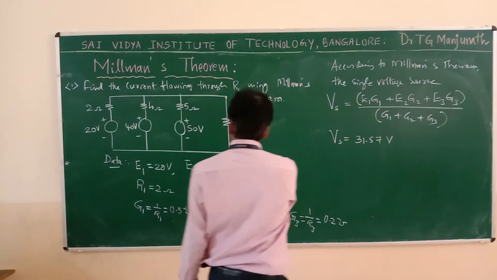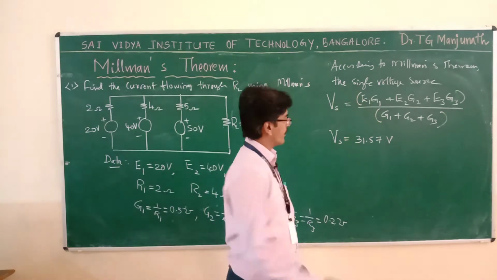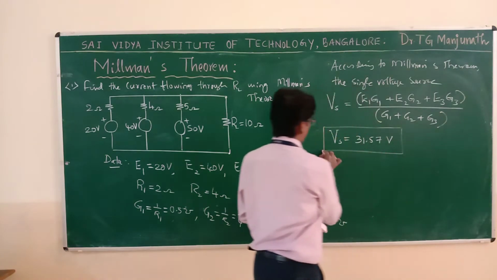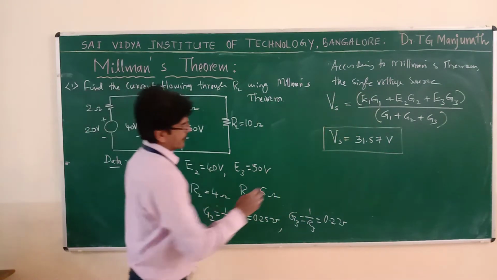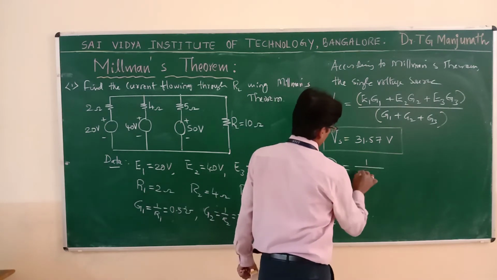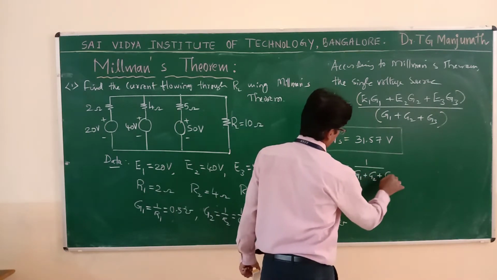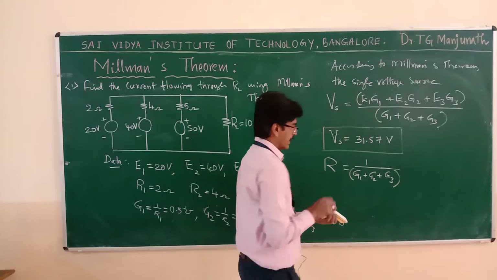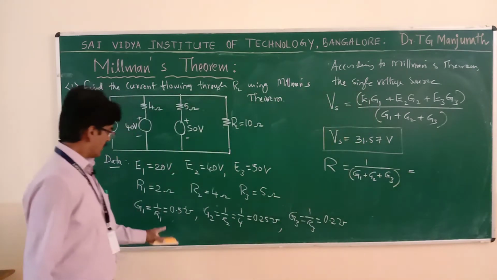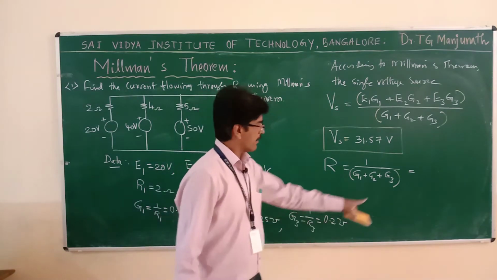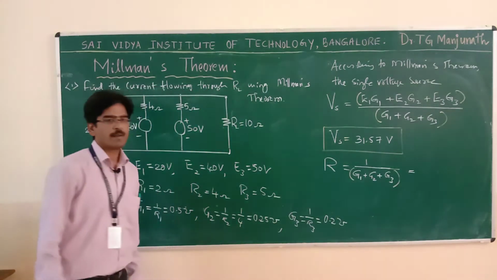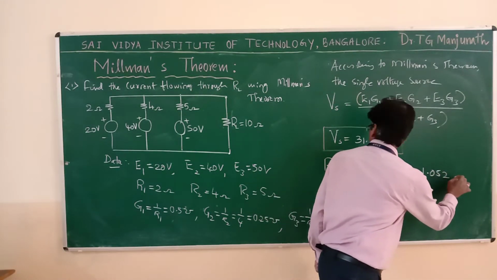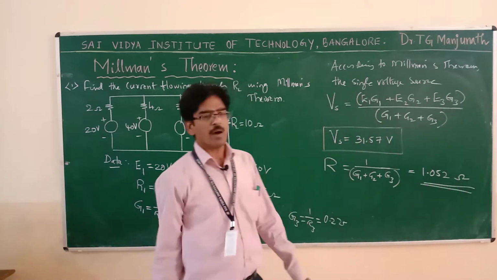Now if you substitute all these values and enter them in the calculator, you will get the answer as 31.57. Okay. Next, what should you find? You should find the value of R. What is R? 1 divided by G1 plus G2 plus G3. Put the bracket when you are entering in the calculator. So substitute here the G1 value, G2 value, G3 value and calculate, all of you. What is the value? You may get 1.052 ohms. This is the value of R.